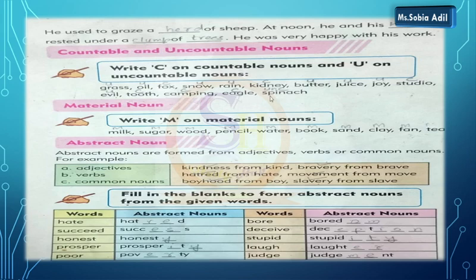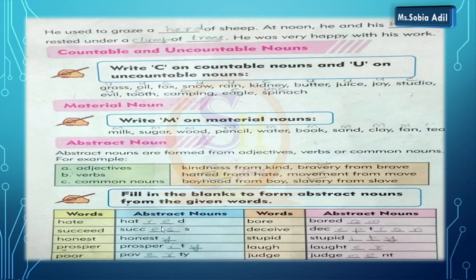Spinach, you cannot count spinach. You cannot take one leaf at a time and count it. Obviously it's impossible. It's uncountable. You will write U on it. Material noun. Write M on material nouns. Milk. Yes, these all are basically material. All of these are material, right? Milk, sugar, wood. You can touch these things, right? Pencil, water, book, sand, clay, fan, tea, all of these are material nouns. They are material, right? Concrete nouns.